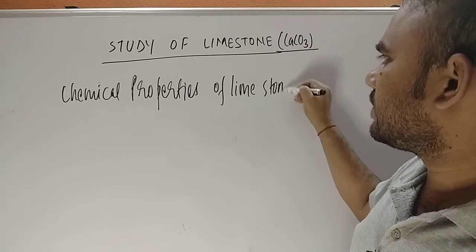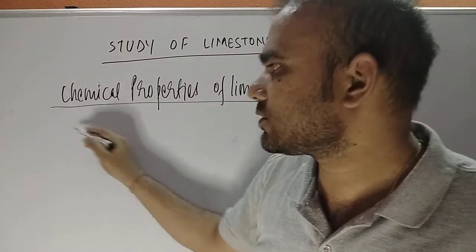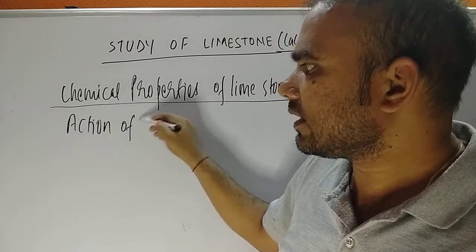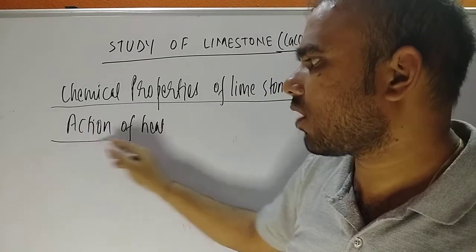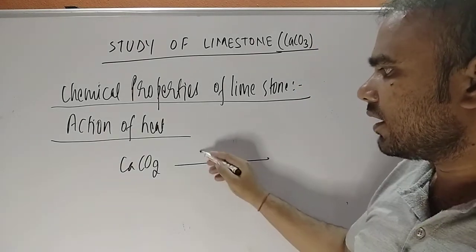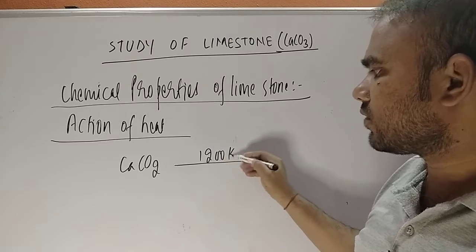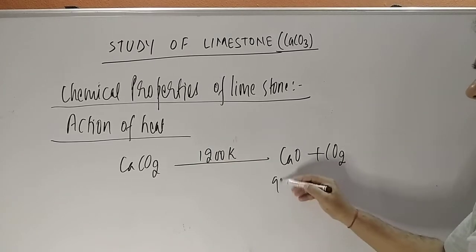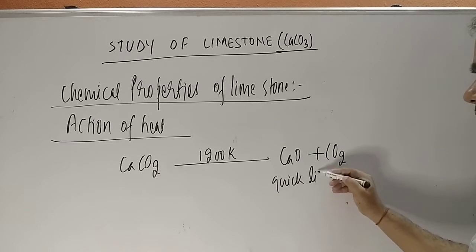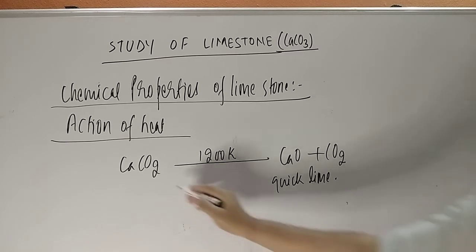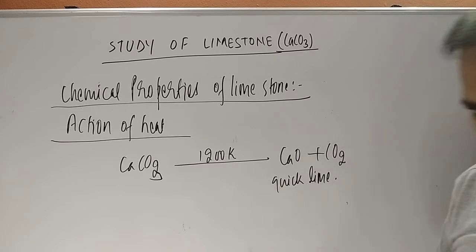Dear student, if you heat limestone, the action of heat: generally it is not heated so easily, but if you heat it at 1200 Kelvin, it will convert into quicklime and carbon dioxide. So on heating, calcium carbonate, CaCO3, gives quicklime. You have to keep that in mind.